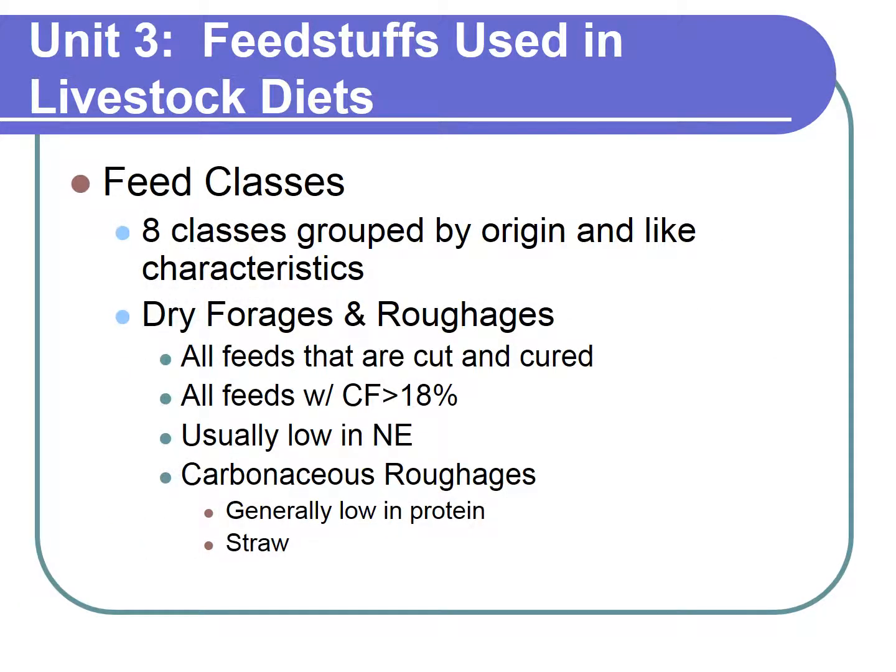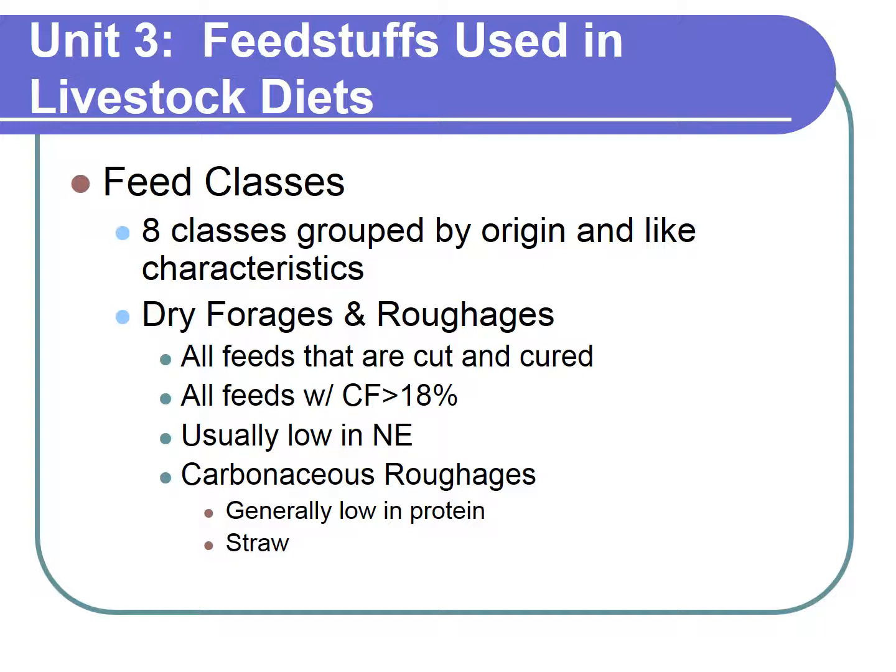When we talk about feeds, there's essentially 8 classes, and we group them by origin and like characteristics of feeds. The first one we'll jump into is dry roughages and forages, and that's basically anything that is cut and then cured, anything that contains crude fiber greater than 18%.